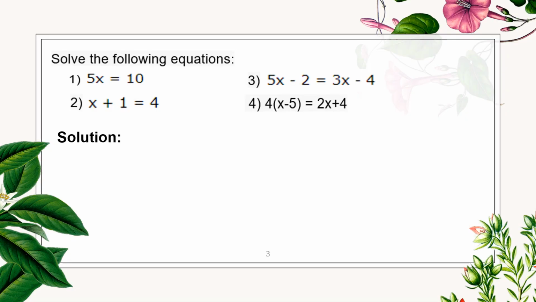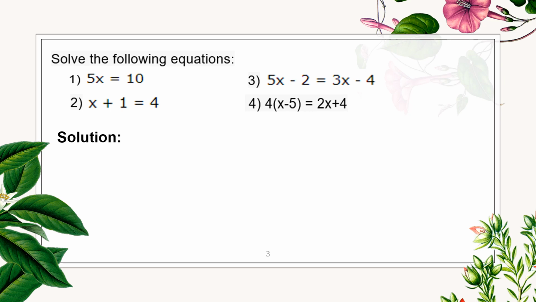Solve the following equations. When we are asked to solve the following equations, that means we are asked to find the value of the variable that will make the equation true, or any value of the variable that, when we substitute, the left side of the equation is equal to the right side of the equation.